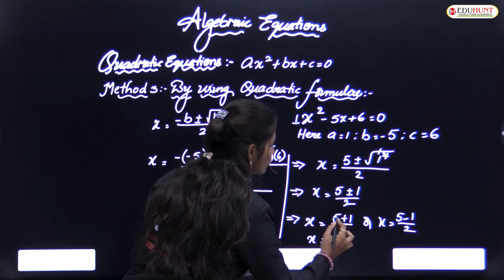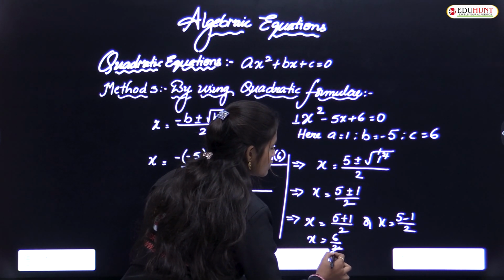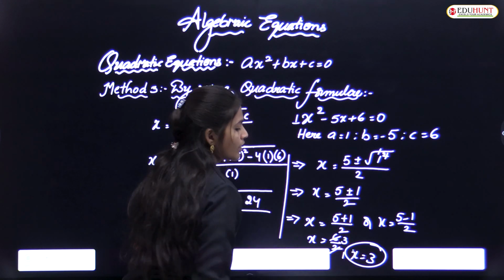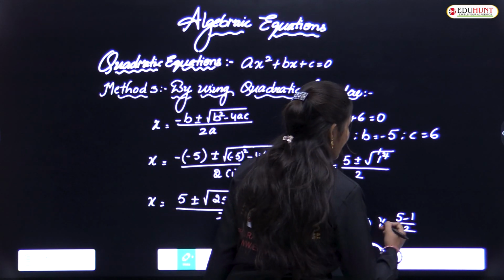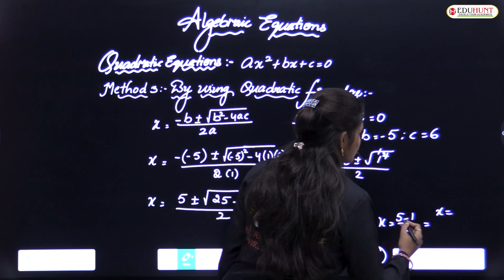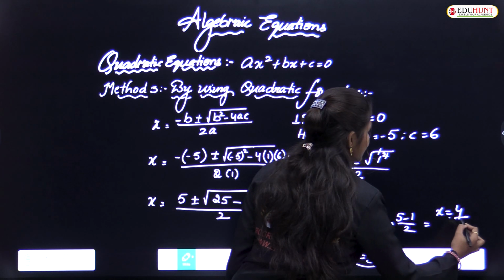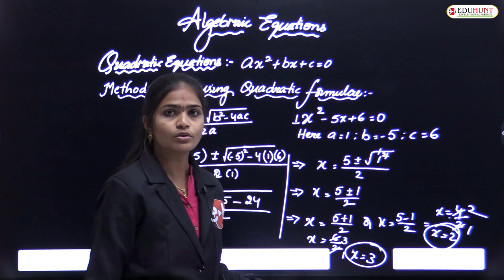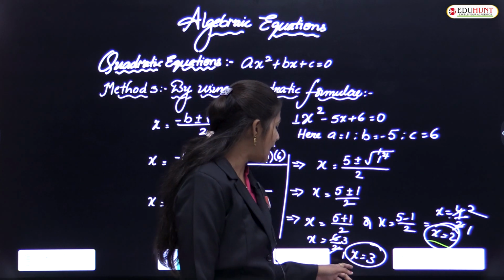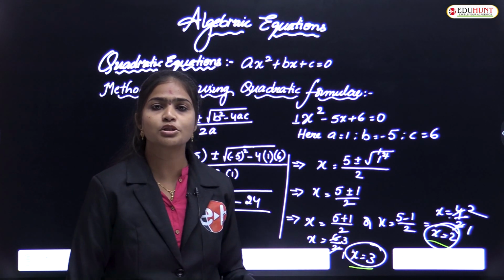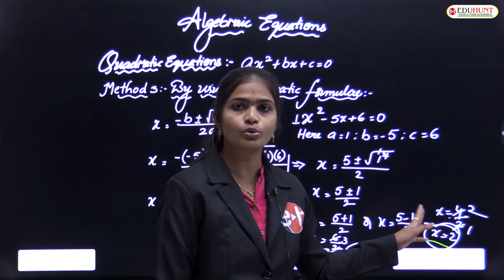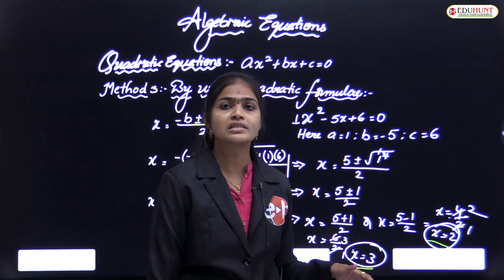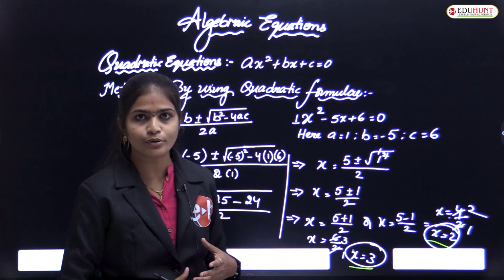So x is equal to 5 plus 1 is 6 by 2. 2 ones are 2, 2 threes are 6, so we got x is equal to 3. And x is equal to 5 minus 1 is 4 by 2. 2 ones are 2, 2 twos are 4, so x is equal to 2. So the two values are x is equal to 2 and x is equal to 3. In the factorization method also we got the same two roots, 2 and 3. So by using any method we will get the same roots.